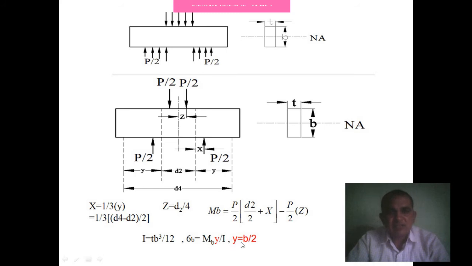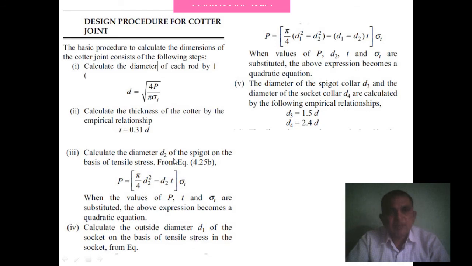So in this case, y is equal to b divided by 2, the total height of the cotter divided by 2, and I is the moment of inertia of this cotter. It is a typical rectangular cross section, so based on that you can find out tb cubed divided by 12. You can put all these values in these equations and find out the bending stresses.